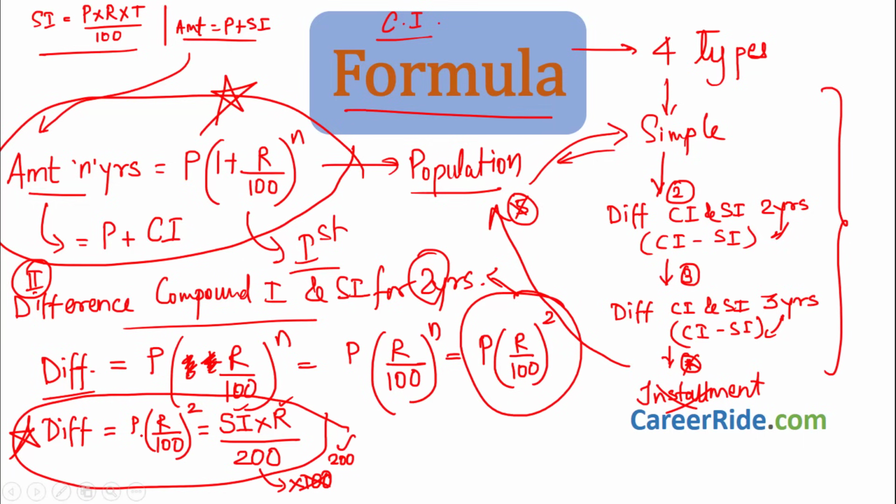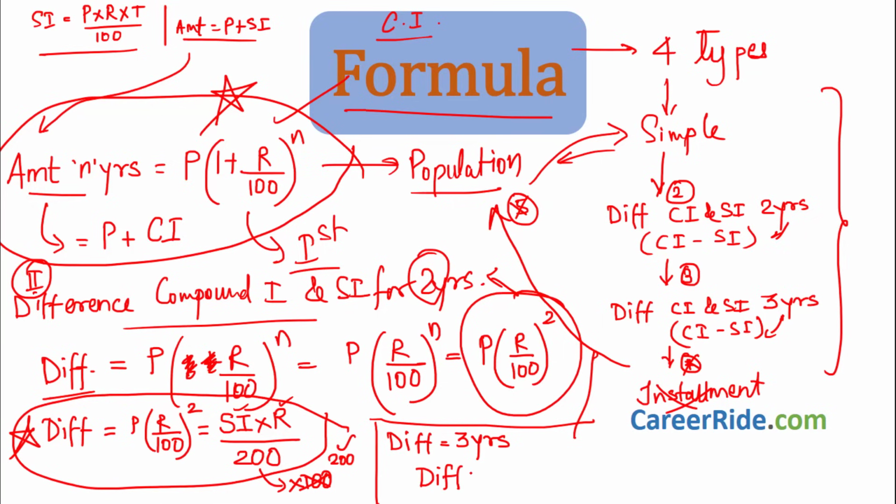Okay, compound interest: amount after n years is P into 1 plus R by 100 raised to n. And the second one is difference equal to P into R by 100 the whole square, equal to simple interest into R, that is rate of interest, divided by 200. Now let's move on to the third category, where the difference is given for 3 years between compound interest and simple interest. The formula is again very easy.